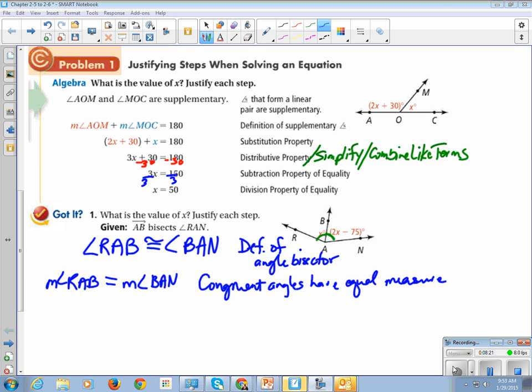Okay. The next step is we are going to substitute. So in place of RAB, I'm going to put X. And in place of BAN, I'm going to put 2X minus 75. And we do that because it's called substitution.